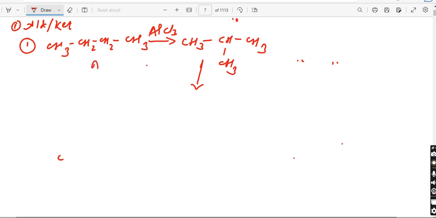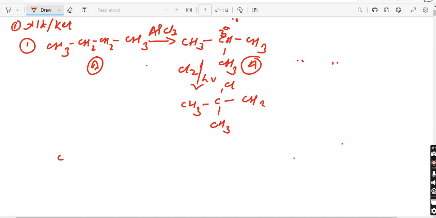Now I'll be converting this. Look, this is alkane, this is also alkane, this is also alkane, right? But they are structurally different. So now again we'll be converting this to alkyl halide, let's say chlorine in the presence of light. This carbon is secondary carbon, this is tertiary carbon, the third degree carbon. So this is the most reactive carbon over there. This forms CH3, C, and Cl reacts over here. This is CH3, this one is CH3.